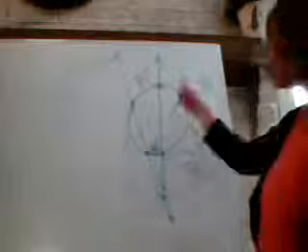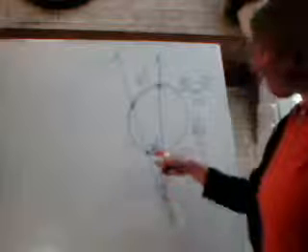Now you might have to work backwards. You still use the same formula. You just may be given, let's say, this angle and maybe this arc, and you have to figure out the big arc. You could do that too.